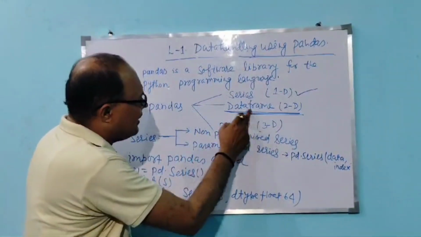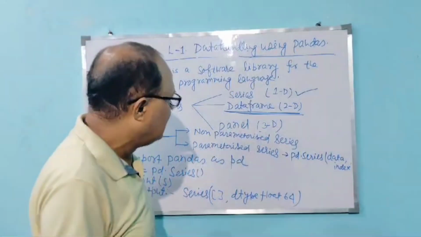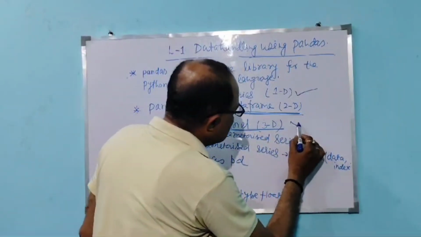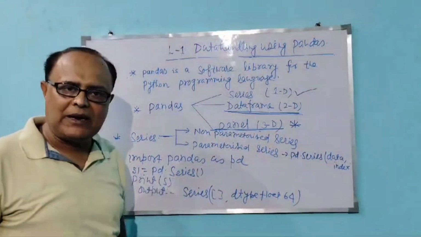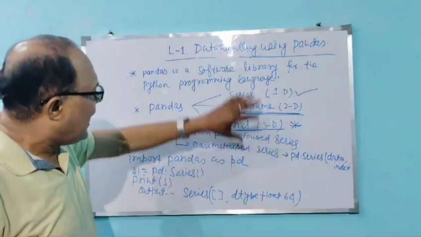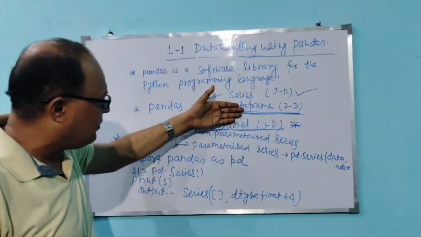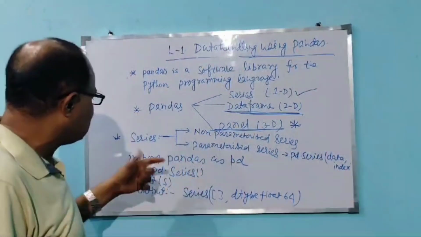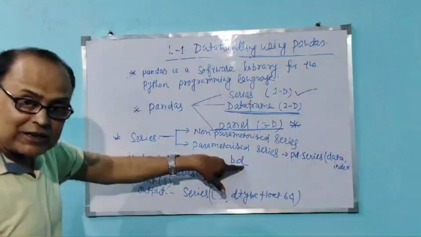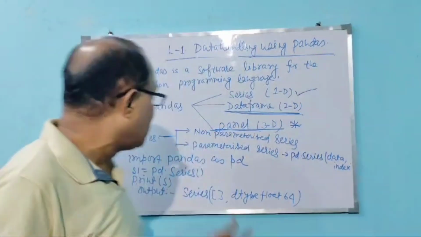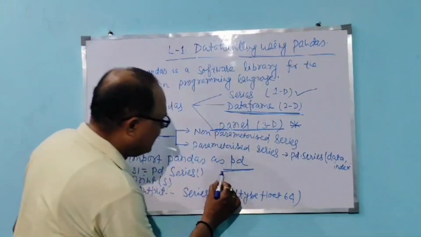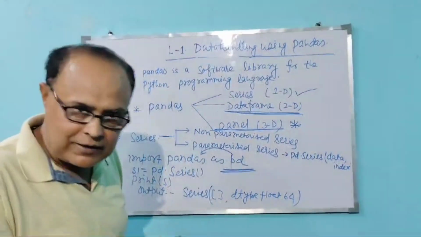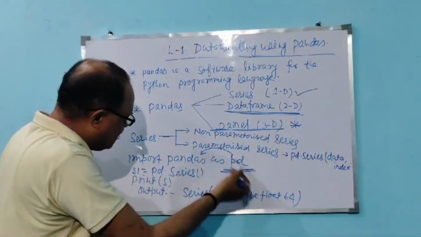Next is panel. Panel means three-dimensional data. One thing I am going to tell you: panel is not a part of our syllabus, so we are not going to discuss it. It is 3D data, and all these functions of series, data frame, and panel are defined in Pandas. So we generally write import pandas as pd. Lots of students don't know what pd is. pd is an alias name. Alias means it is an alternative name of the Pandas library.